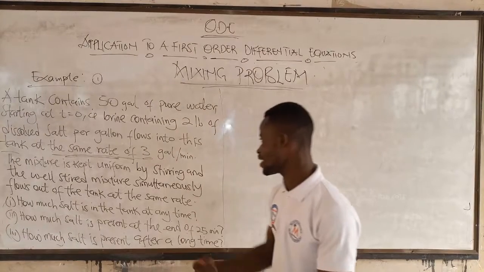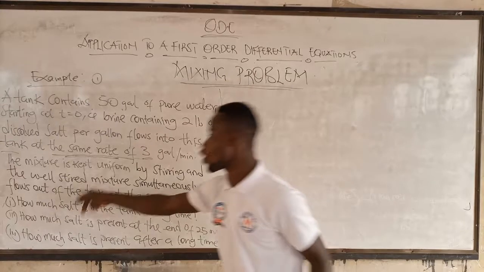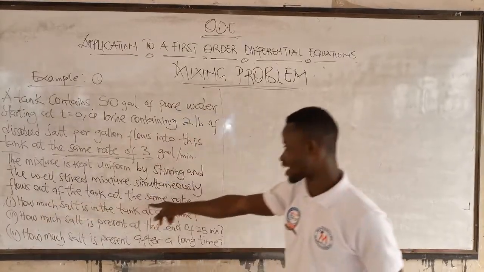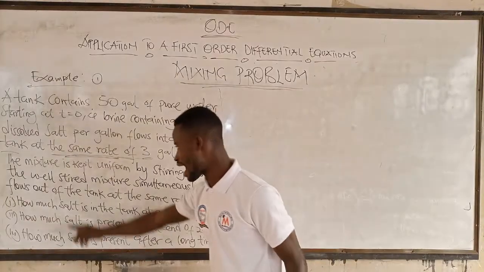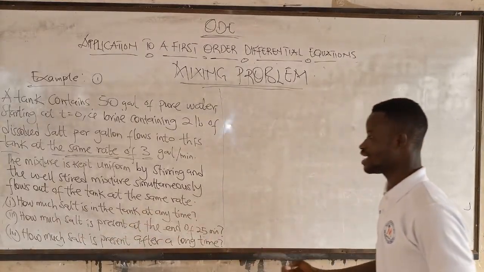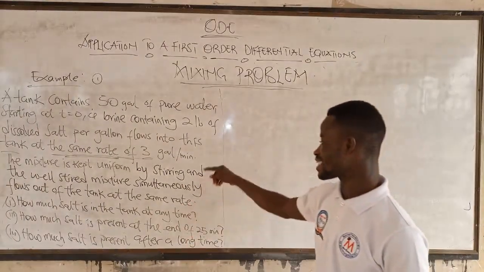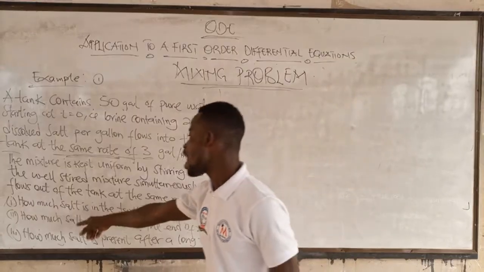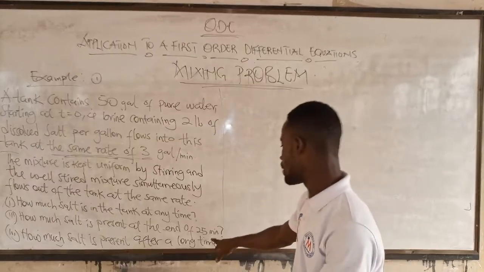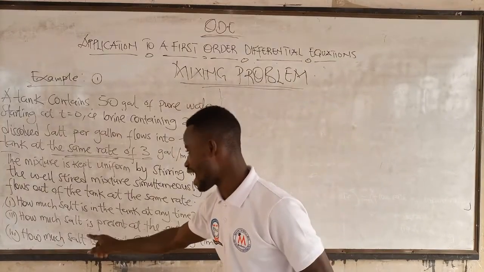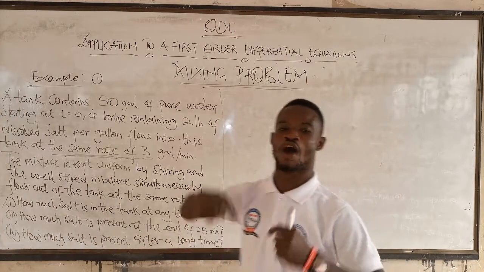The well-stirred mixture simultaneously flows out of the tank at the same rate again. I hope you can see that. How much salt is in the tank at any time? How much salt is present at the end of 25 minutes? How much salt is present after a long time?